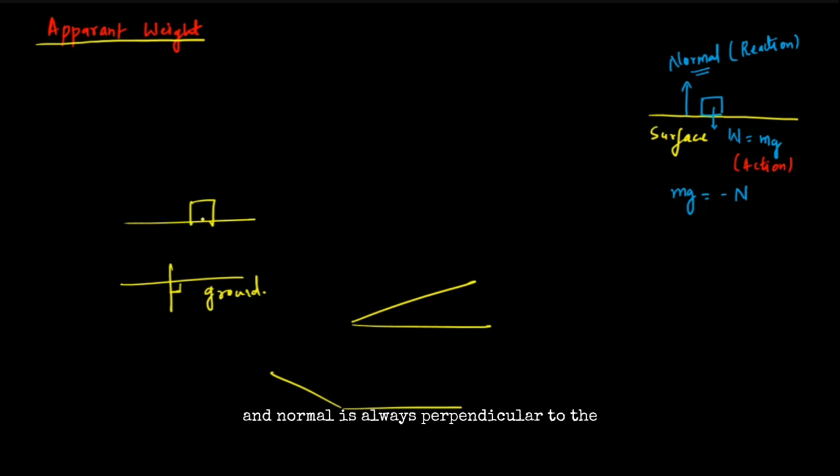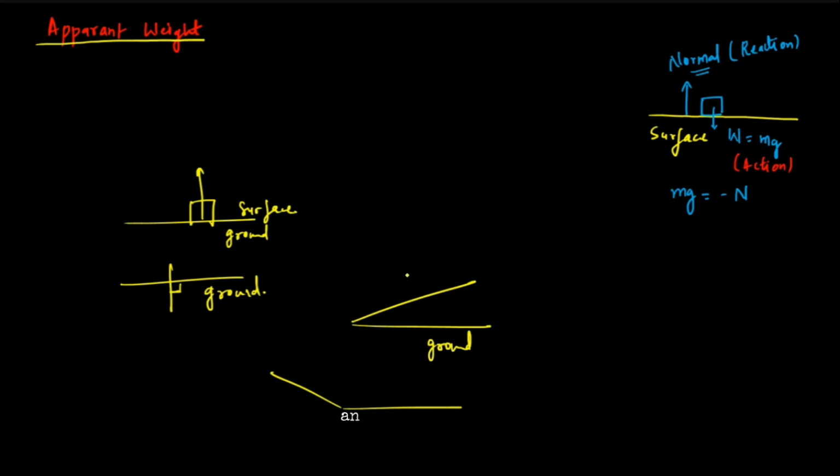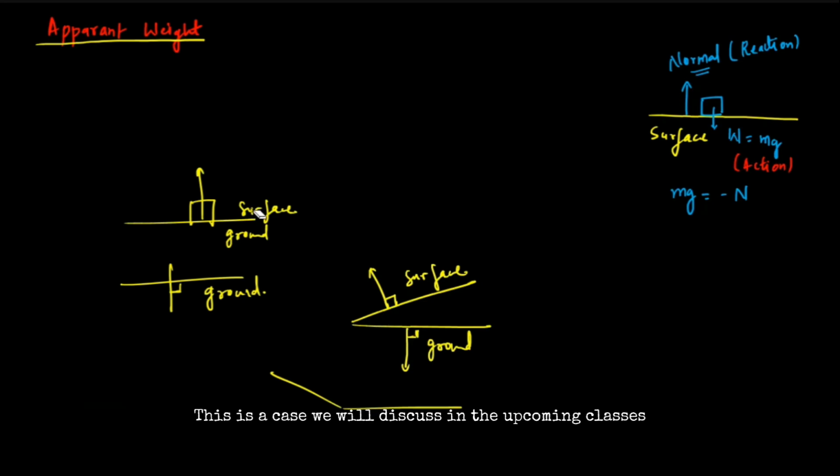And normal is always perpendicular to the surface. So in this case, ground and surface both are the same thing. But in this case, ground is this and surface is this. So normal will act perpendicular to the surface, whereas weight will act perpendicular to the ground. So they are not going to be the same. This is a case we'll discuss in the upcoming classes.